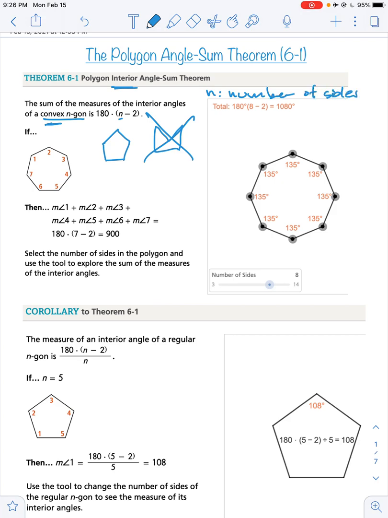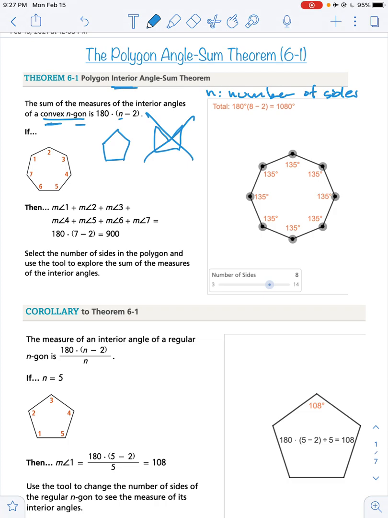Some of our polygons, we know them by name, like a pentagon means that it's a 5-gon. It has 5 sides. A hexagon has 6 sides. But when it gets a little bit bigger, we just call them by the number, like 19-gon or 21-gon. That's just the way that you name them after you get past, I think, 12 sides.